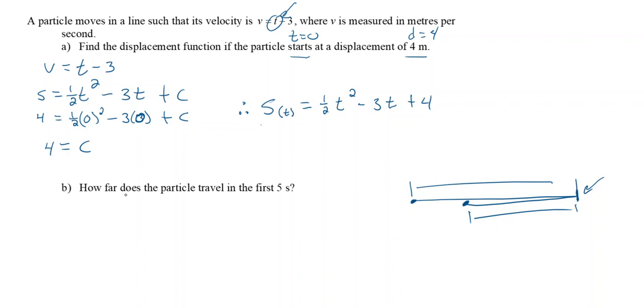So from v is equal to t minus 3, then we'll say 0 is equal to t minus 3. So then this happens at 3 seconds. You can also think of this as our critical numbers, right? Because this is where our derivative is equal to 0. Okay.